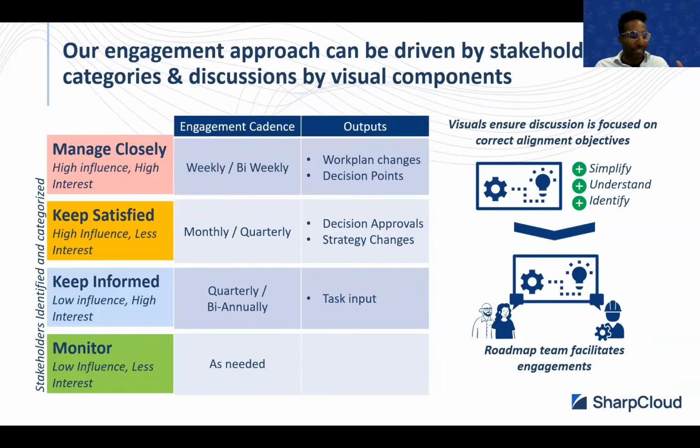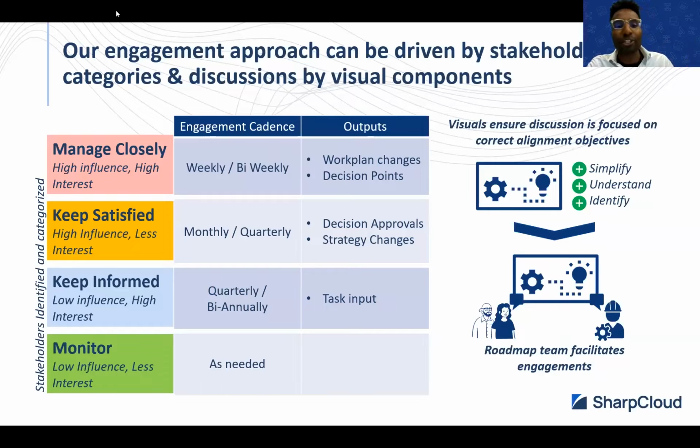So what that template will allow you to do is to not only identify them, but start to outline your approach for engagement. And really our engagement approach is everything, but it's driven by the categories that we've assigned those stakeholders to, right? And also the discussions that we are going to need, or driven by the visual components that we're going to need to drive those discussions. So looking very quickly here, this is just a snippet, or an example of what you might do, based on the category that your stakeholder falls into.